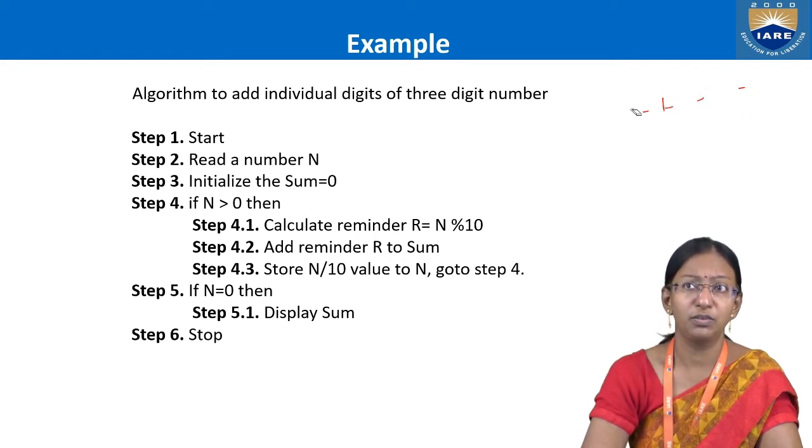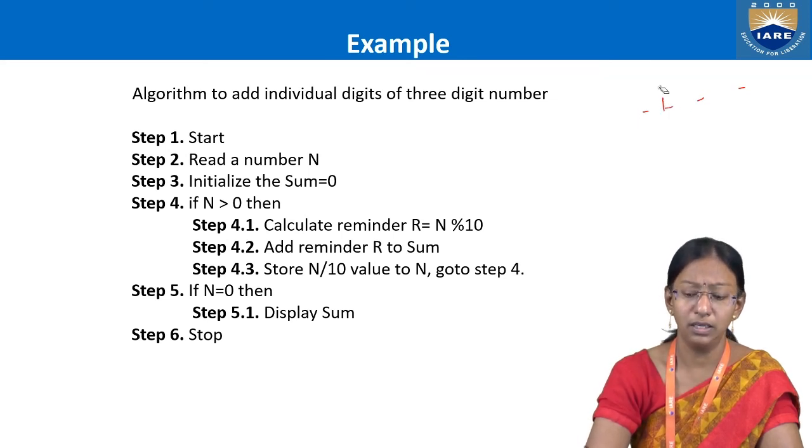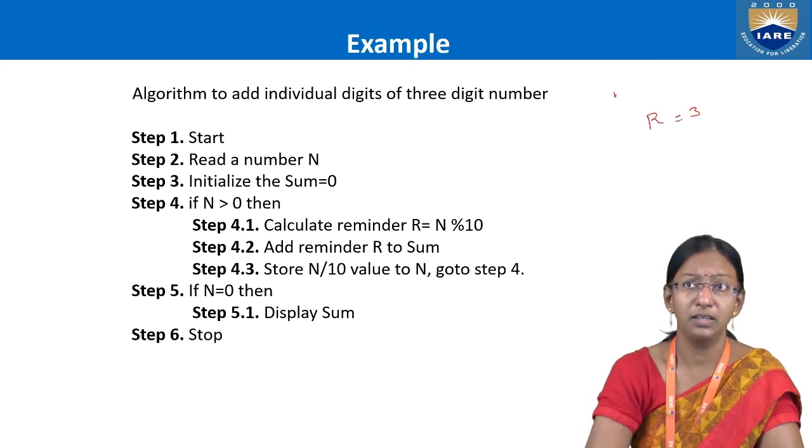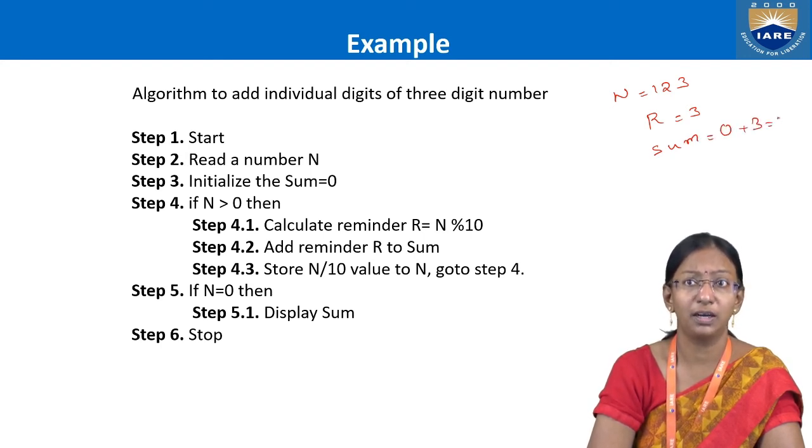For this one, first I'm going to calculate the remainder. From the first step, what is the value that you're going to get? First is 3, right? So R is equal to 3. N is equal to 123, R is equal to N mod 10, which is 3, right? And I'm going to add that to sum. Initially, the sum value is 0. I'm adding 3 to that, so the answer is 3.